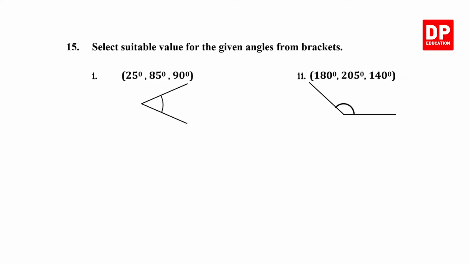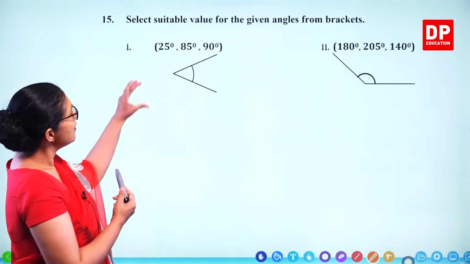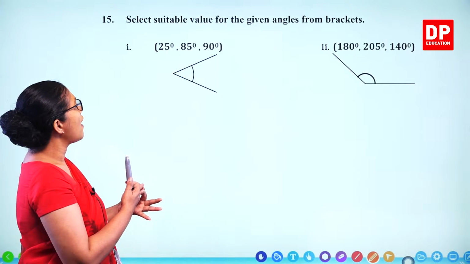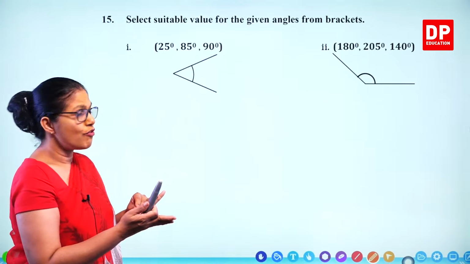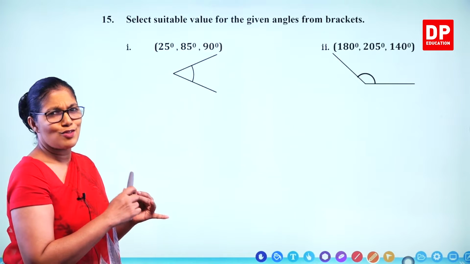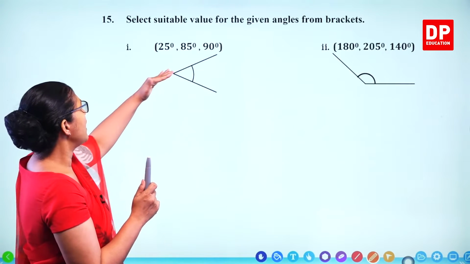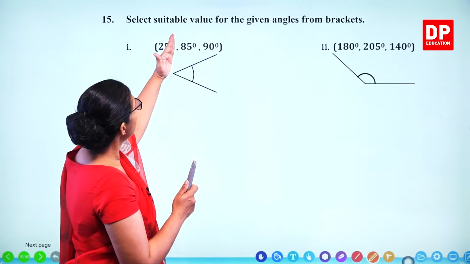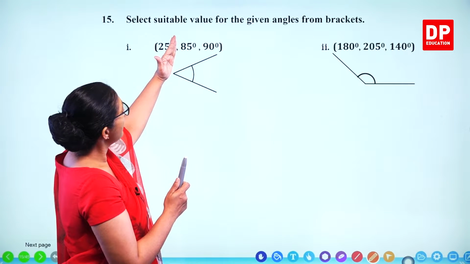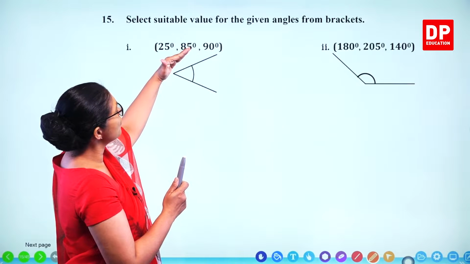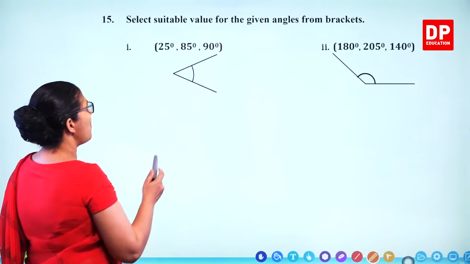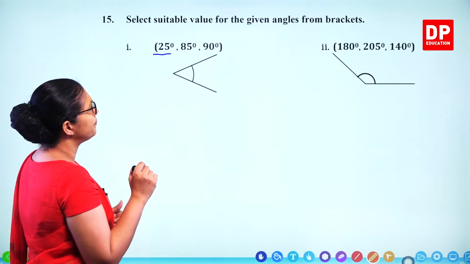15th question. Select suitable value for the given angles from brackets. So this is a small angle, acute angle. 25, 85. Not 90. 90 is right angle. What is 25 or 85? What do you think? If you draw 90, this is 85. This is 90 degrees somewhere here. So 85 should be closer to 90, but it's not very close. So this can be 25.